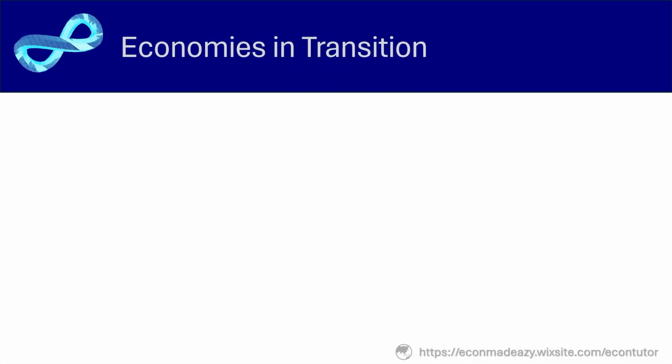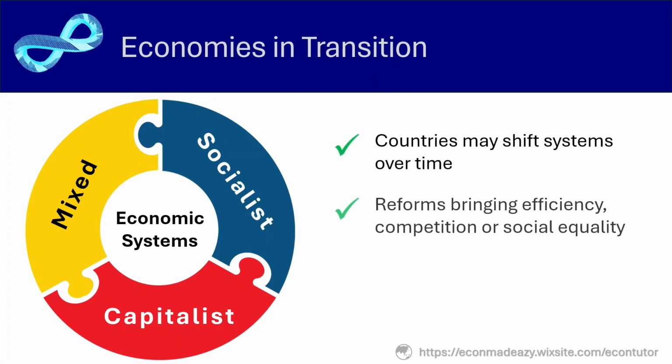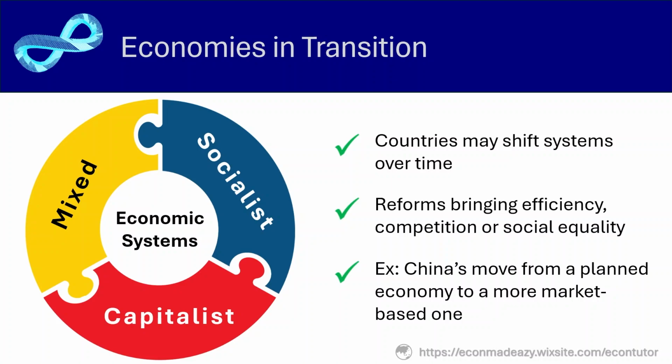One last thought before we wrap up. Economic systems aren't fixed forever. Countries often shift and adapt their systems based on their goals, challenges, or global trends. Take China, for example. It started as a strictly planned socialist economy, but over time it introduced market reforms. Now it has a system that blends government control with private enterprise. This transformation helped China grow into one of the world's largest economies. So remember, no system is set in stone. Reforms, innovation, and public needs can reshape how economies work.